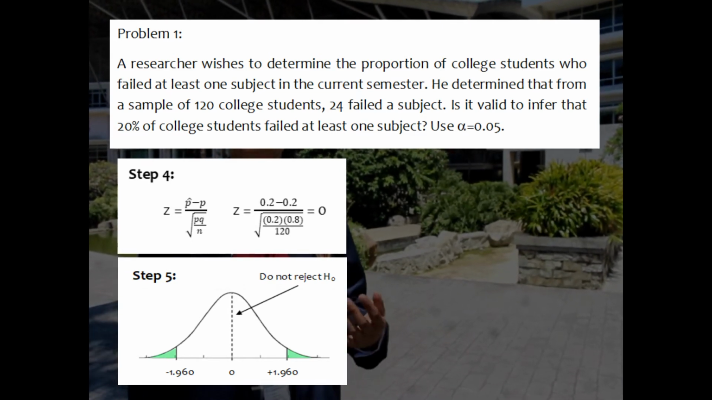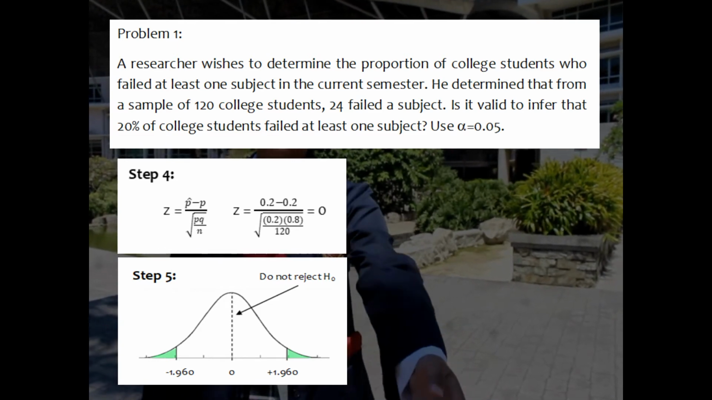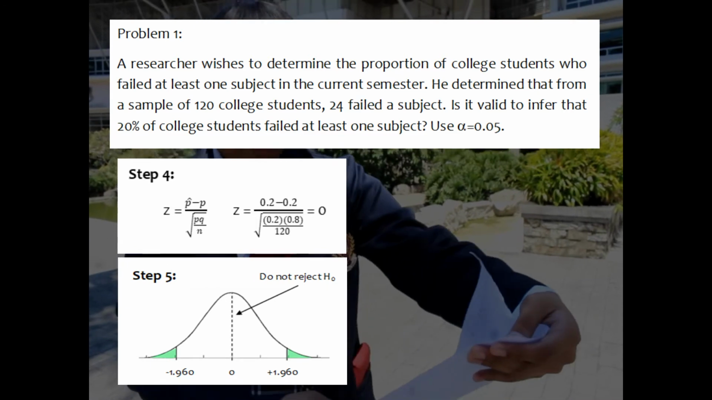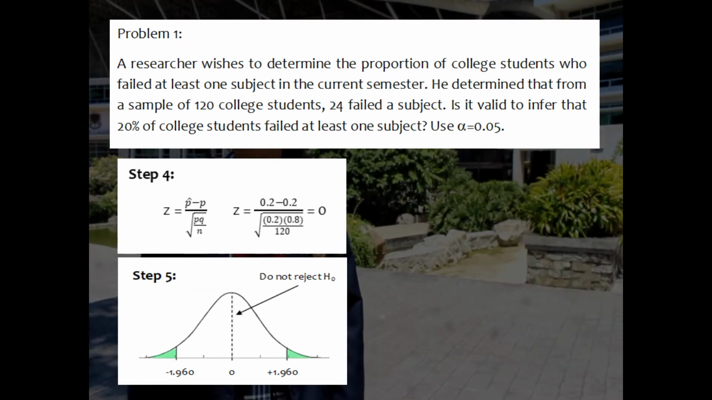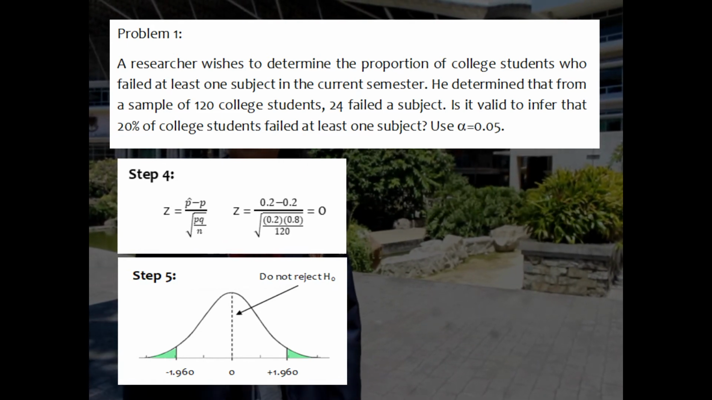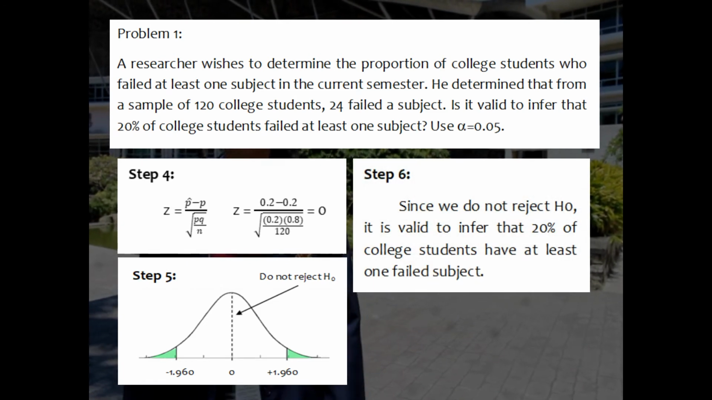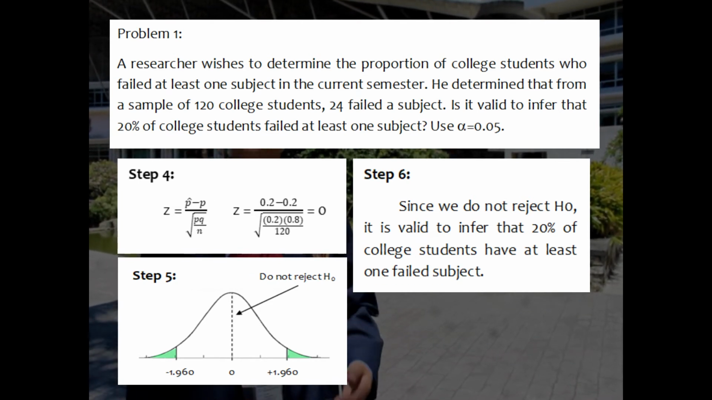Since the problem given is two-tailed, 1.960 on both sides must be shaded. Now we are going to look for the solved Z value, which is 0, and as we can see, it lies in the non-rejection region, meaning we do not reject H0. And for the conclusion, since we do not reject H0, it is valid to infer that 20% of college students have at least one failed subject.